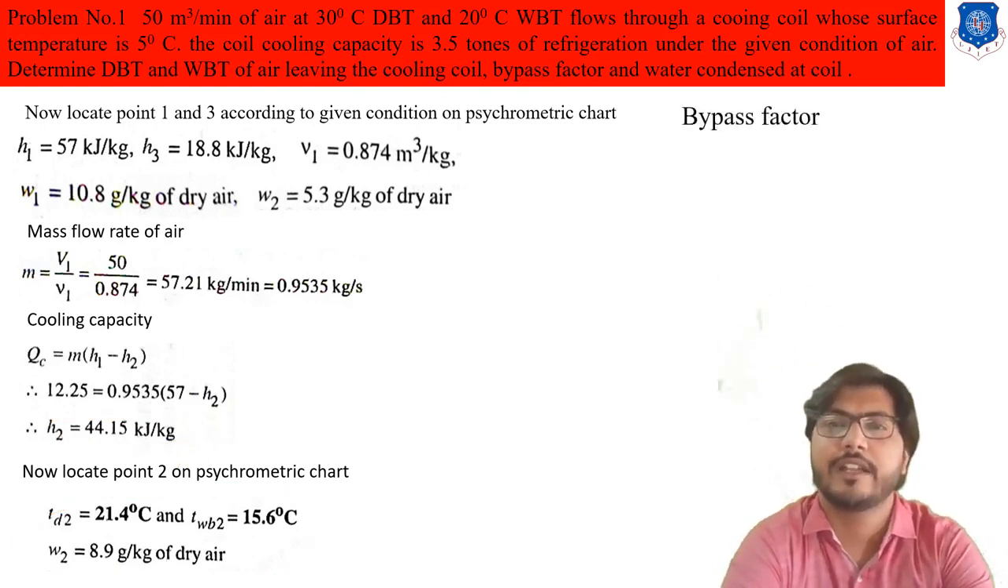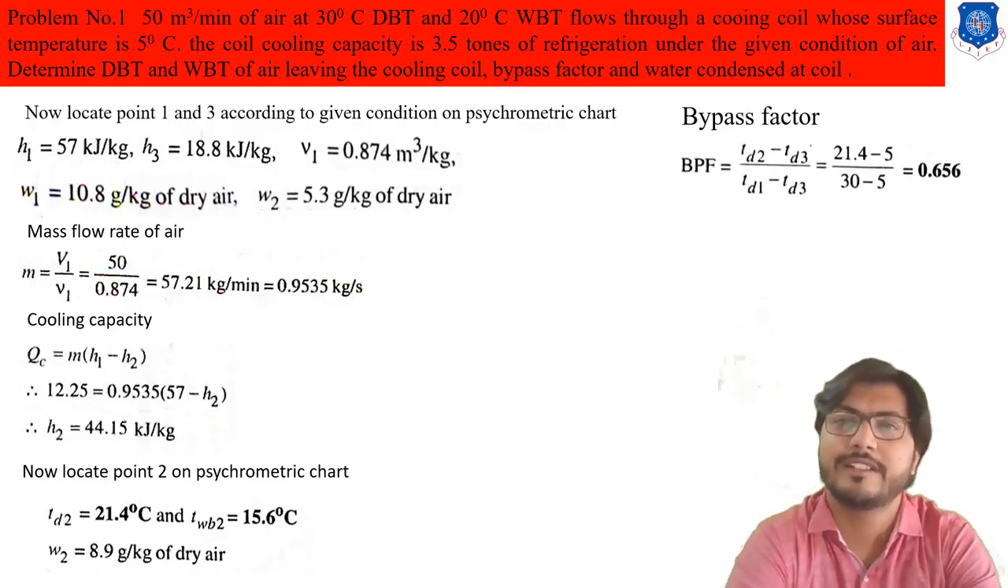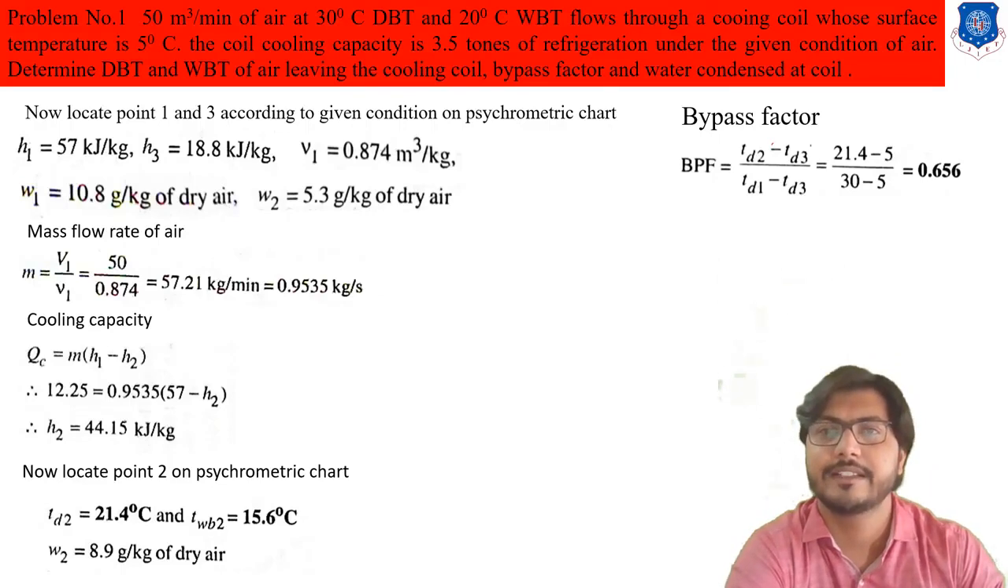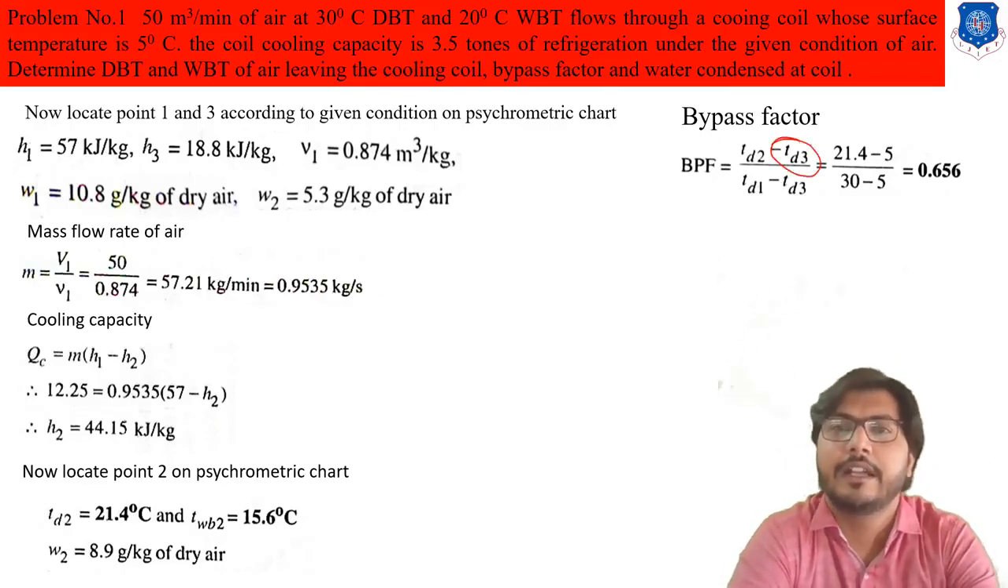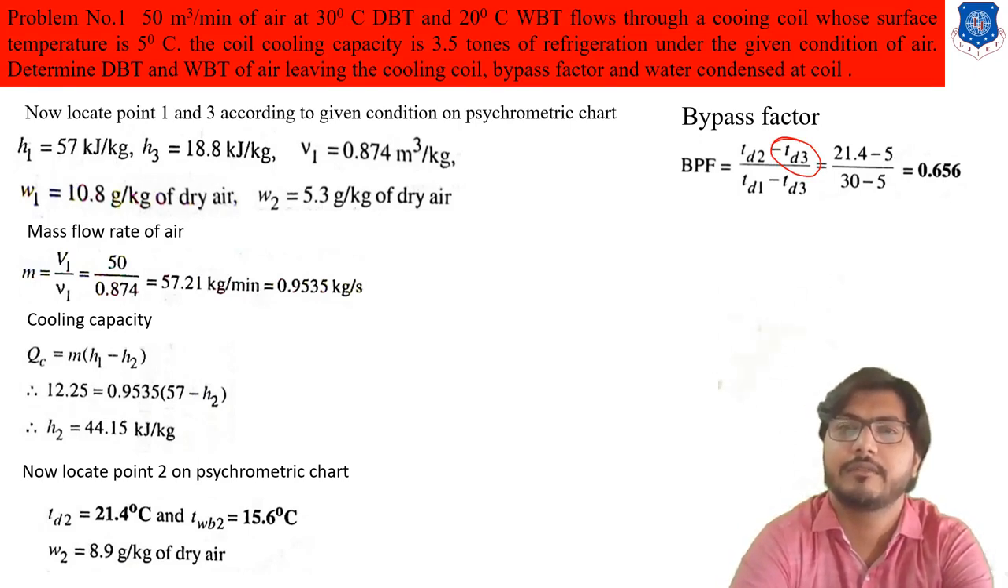And now we calculate the bypass factor. For the bypass factor of the cooling coil we apply the formula, TD2 minus TD3 over TD1 minus TD3. What is TD3? TD3 is nothing but the coil temperature. We put in all the values and calculate the bypass factor, and 0.656 is obtained.